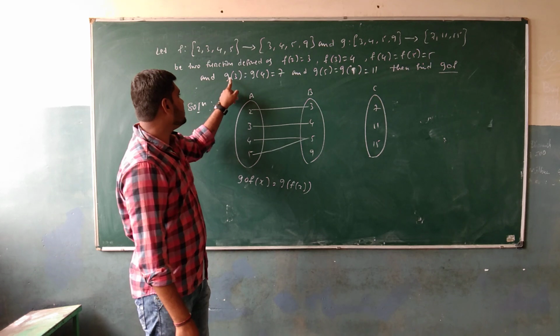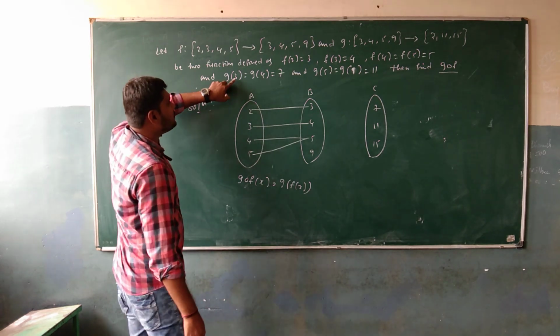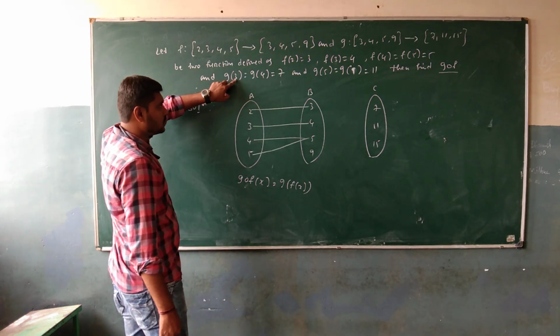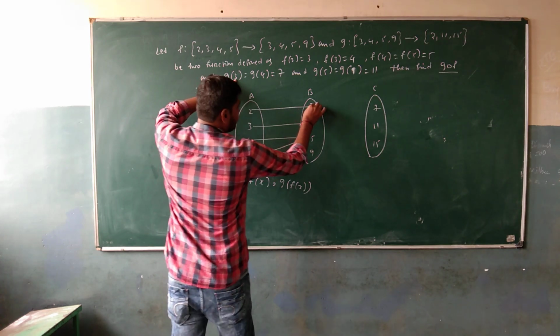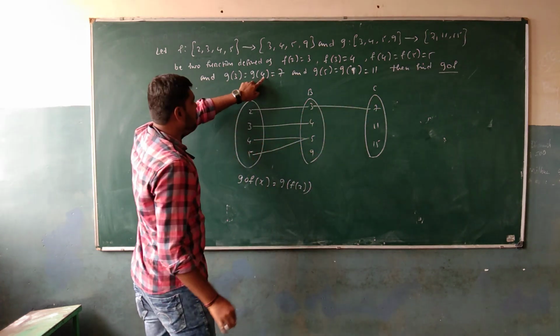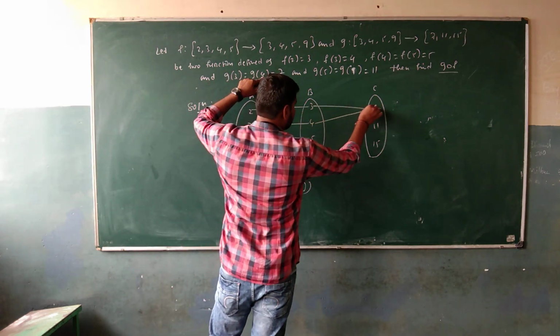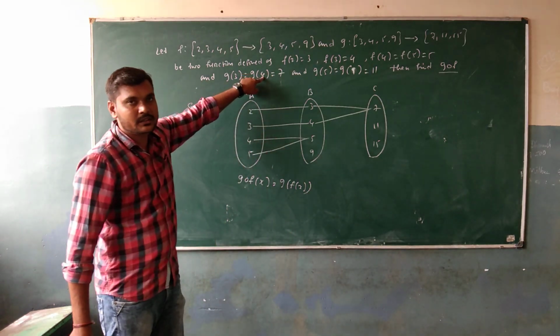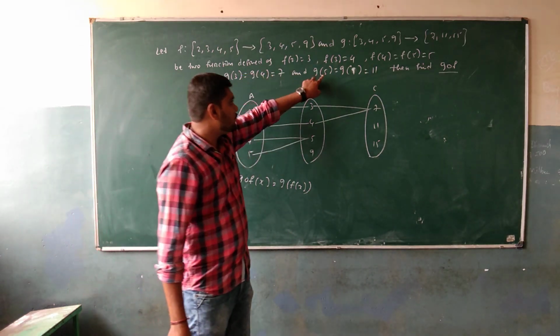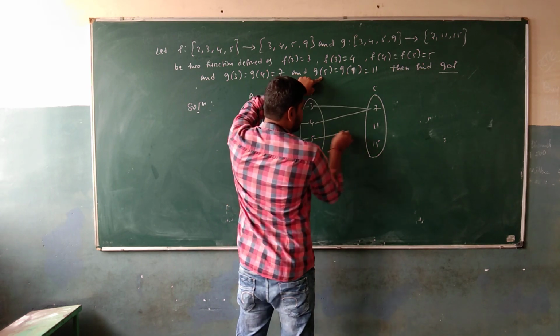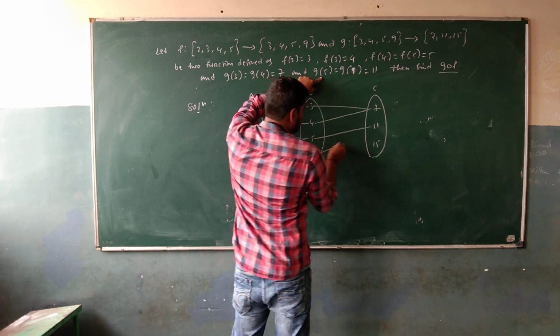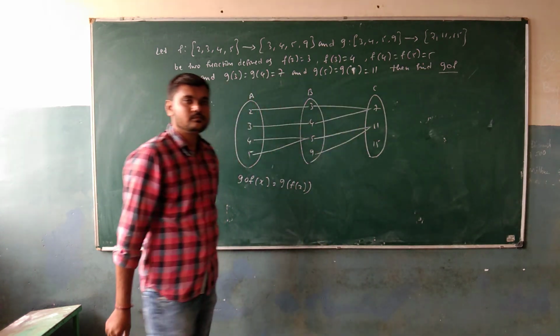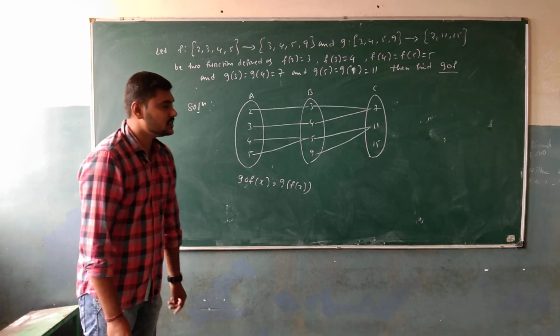Now consider g of x. When the value is 3, the answer is going to be 7. When the value is 4, again it is going to be 7. When we consider 5, it is going to be 11. When we consider 9, again it is going to be 11. Then how can we find g o f?